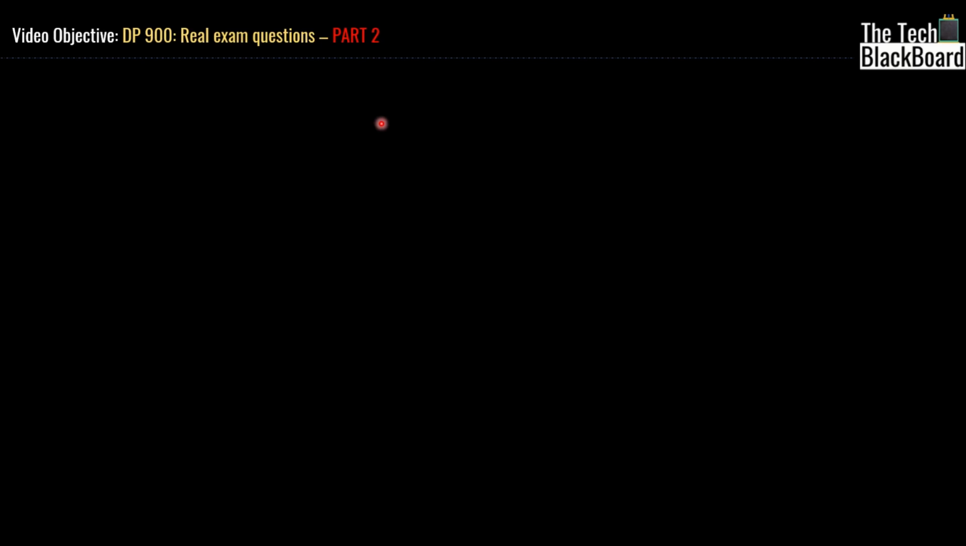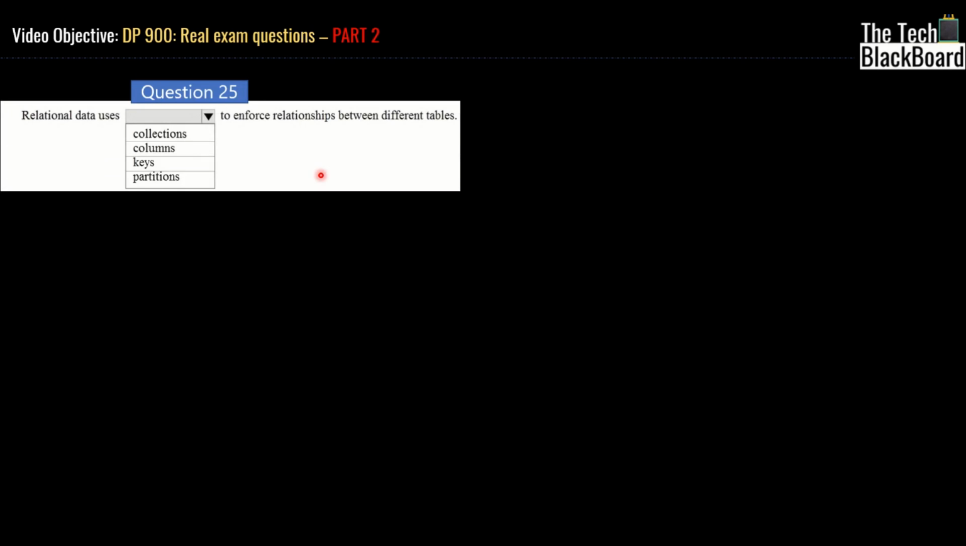Now let's look at our question number 25. It asks, relational data uses dash to enforce relationship between different tables. We have already discussed this in our previous slides, and I think you can already guess the answer. The answer to this question is keys. We have foreign keys and primary key concepts with which we maintain relationships between different tables.